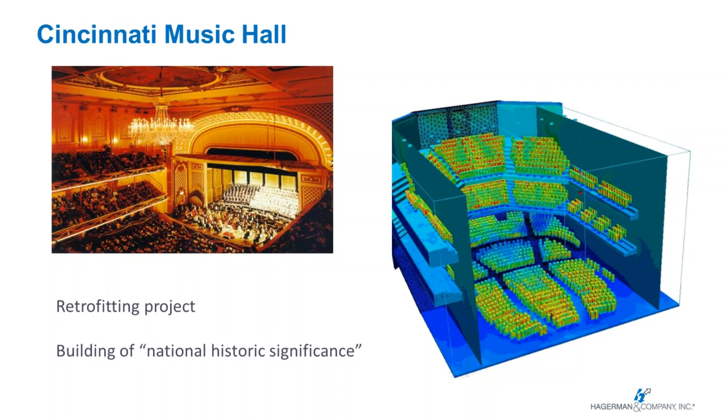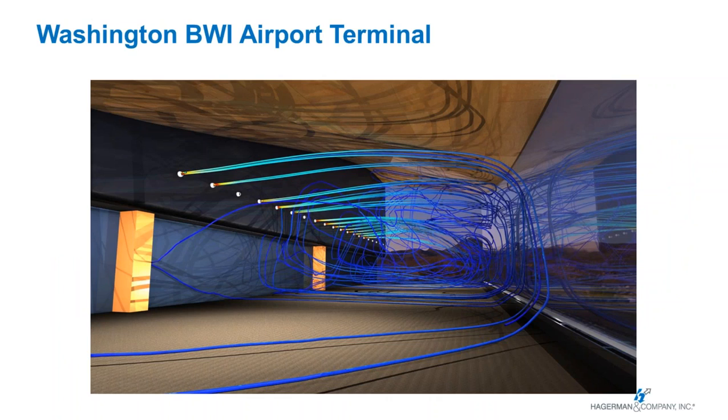Subsequent to this, a design change would have been made, the analysis run again, and we would have got a much better distribution of thermal gradients there. So it's really great for retrofitting projects. Obviously, in this case, because it's a building of national historic significance, we couldn't go using trial and error to test different locations of the ventilation system. So CFD is a really great way of playing that what-if game scenario rather than doing trial and error.